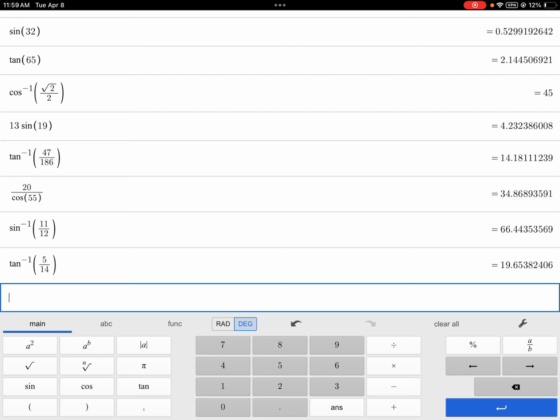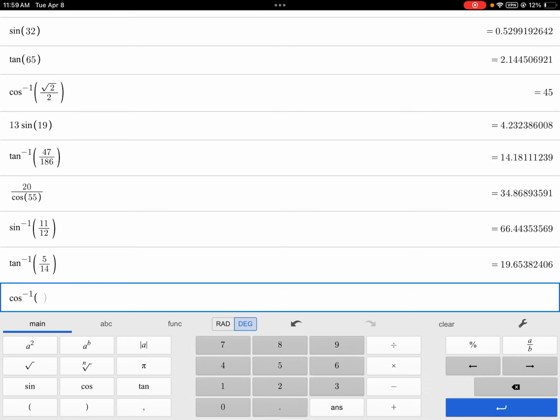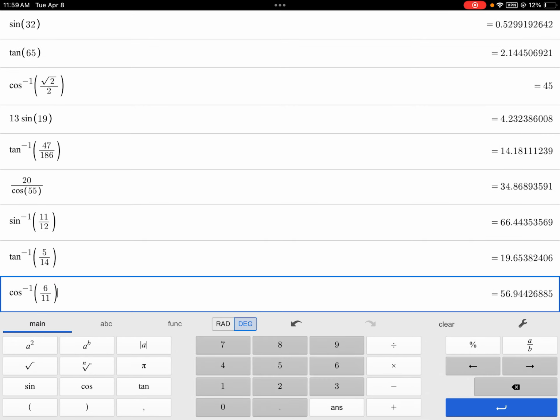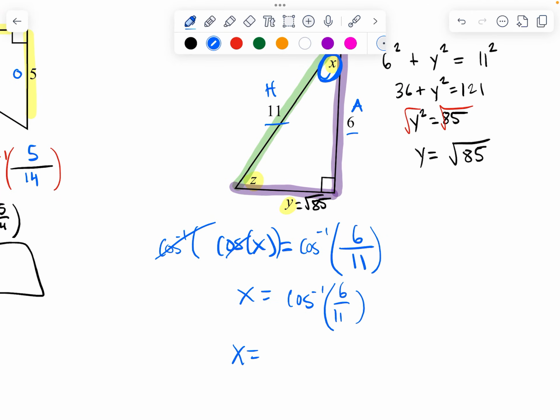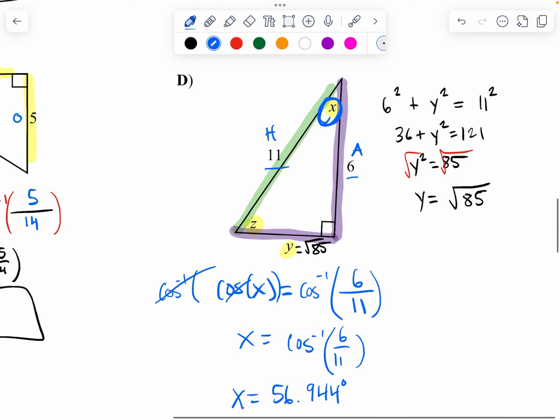So we have inverse cosine 6/11. Right? And then from there you have 56.944 degrees. So x equals 56.944 degrees. There we go. Now on this one we can set up another trig ratio for z, right? You can use z with the opposite and hypotenuse. That could use a sine function to solve for z.